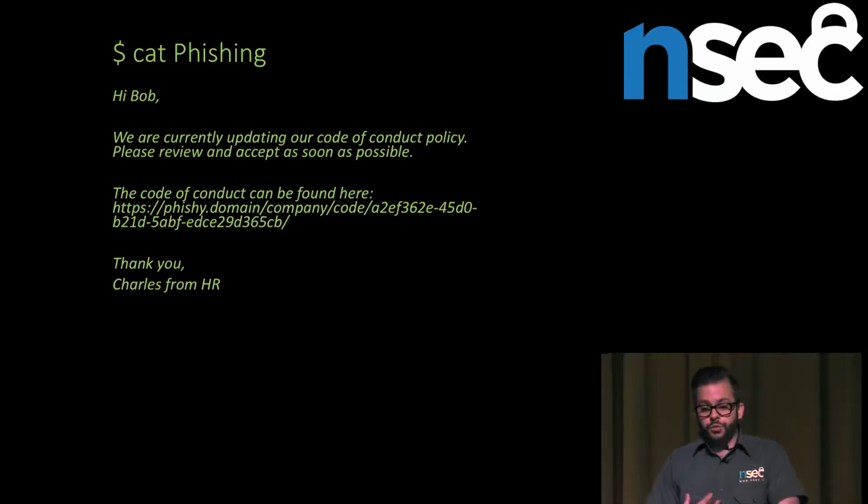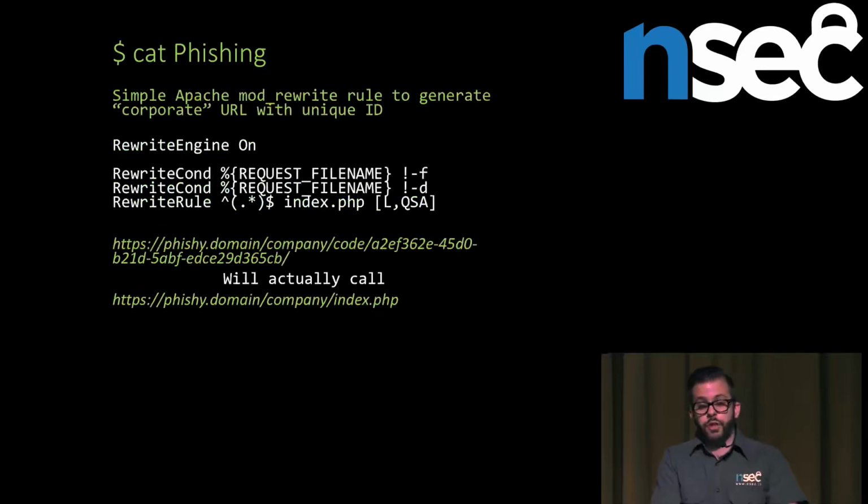As I mentioned, I'm a personal huge fan of the code of conduct update. So you just say, hi Bob, we recently updated our code of conduct policy. Please review and accept as soon as possible. And you provide this super corporate link with the UID at the end so you can track your user. That's really important, because if you know for a fact that this ID was tied to a specific user and you see three different IPs fetching the same payload, you're probably facing an automated product that is trying to understand what's going on with your email. So it may raise a red flag on your side.